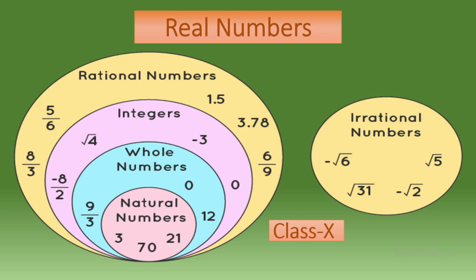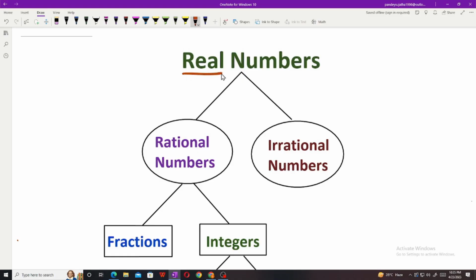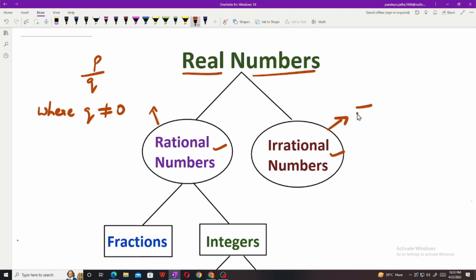Hello everyone. Today I am going to explain the concept of real numbers, the fundamental theorem of arithmetic, and how to find the HCF and LCM of numbers using the prime factorization method. Real numbers consist of rational numbers and irrational numbers. Rational numbers can be expressed in the form of p upon q, where q is not equal to 0.